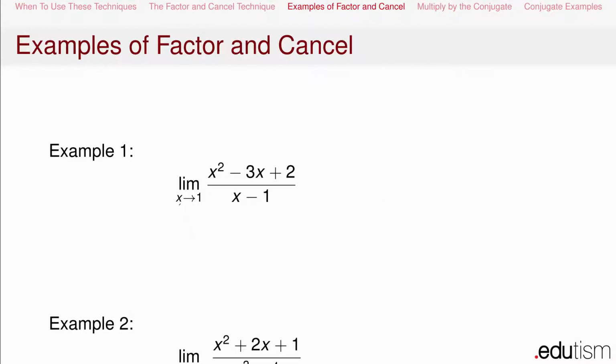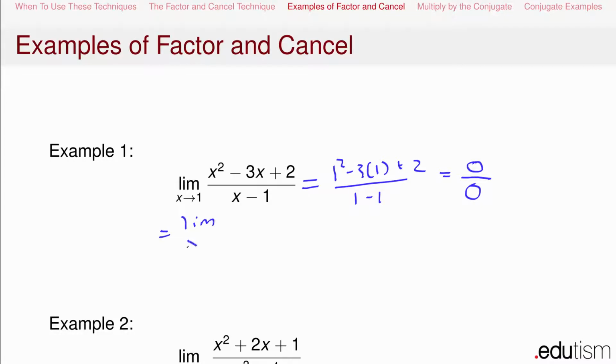Example 1 has the limit as x goes to 1 of x squared minus 3x plus 2 all over x minus 1. So the first step is to replace x with 1. We get 1 squared minus 3 times 1 plus 2 over 1 minus 1. 1 squared is 1, minus 3 plus 2 gives you 0. 1 minus 1 gives you 0. We've got the indeterminate form 0 over 0, so we know we need to use this technique.